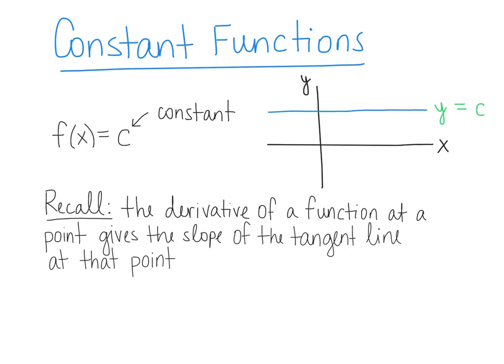Let's see how we can use this property to find the derivative of the constant function f of x equals c. Let's start by looking at the graph of f of x. You should ask yourself the following two questions. First, what does the tangent line to this graph look like at any given point? And second, what is its slope? The answer to the second question will give you the derivative of f of x.